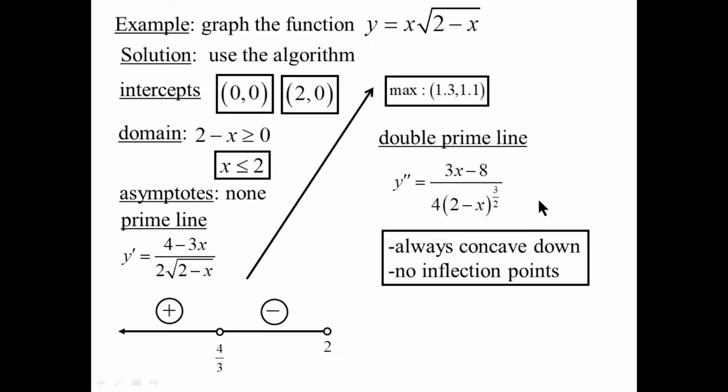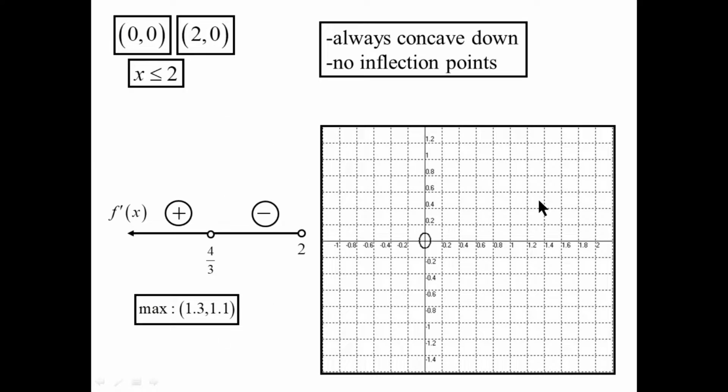So carrying all the boxes forward. 0, 0 has to go on the graph, place it on the graph. 2, 0 has to go on the graph, place it on the graph. And we've got a max point at 1.3, 1.1. So let's see, 1.3 is right here, up to 1.1, which is right there. We have a max point, labeled with the little curly thing to indicate that it's a maximum.